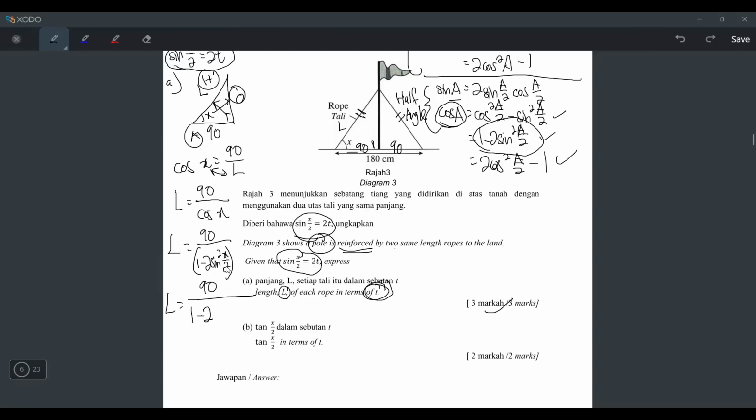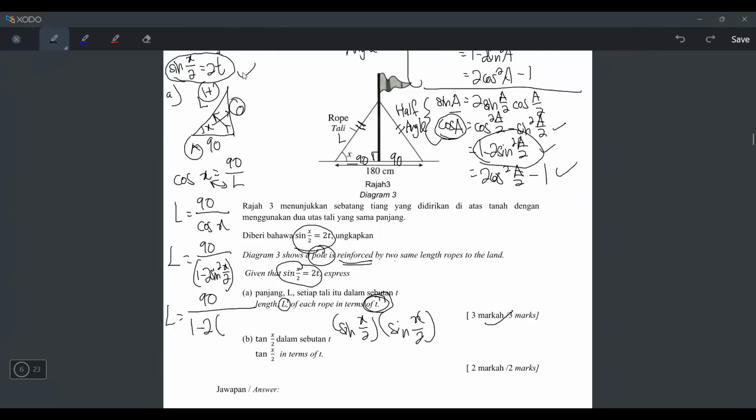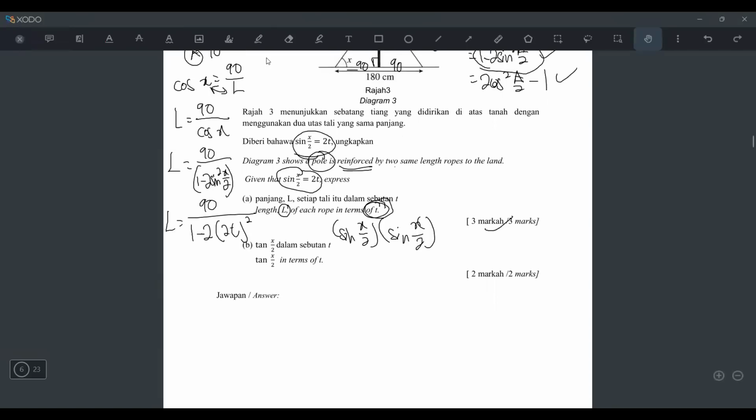Okay, what is sine square x over 2? Sine square x over 2 means sine x over 2 squared. That's what it means, because sine square x over 2 means sine x over 2 in brackets times sine x over 2, like this. We already know sine x over 2 is 2t, given in the question. So I will write 2t, but of course we have to square it because it's sine square. Now I will just simplify this, then I get my answer.